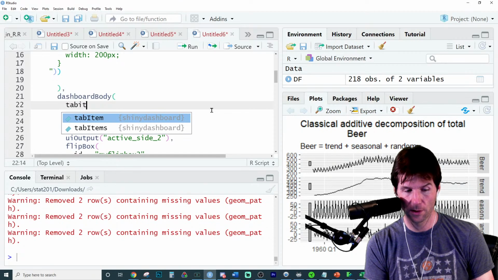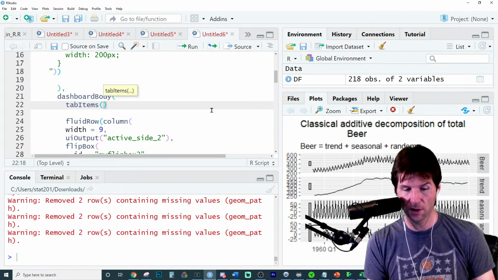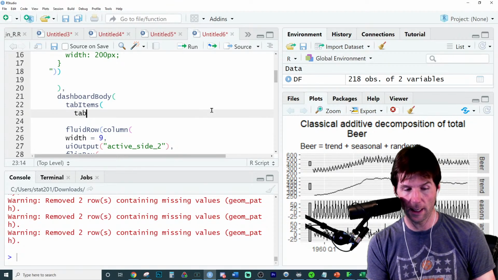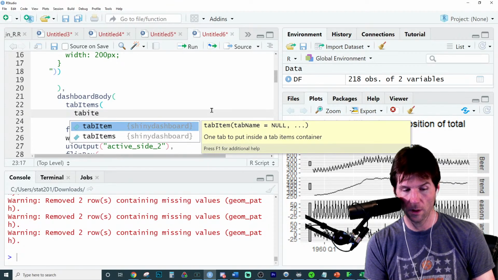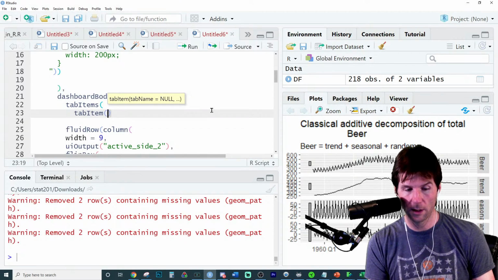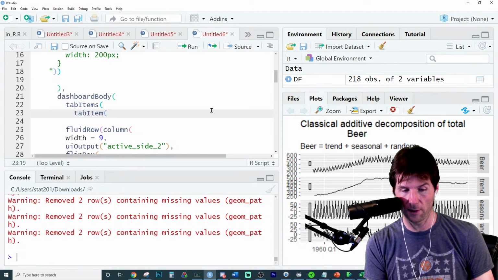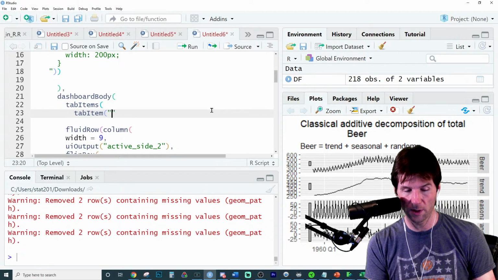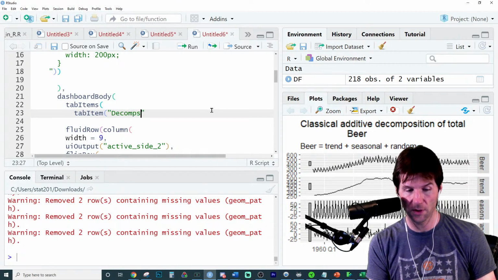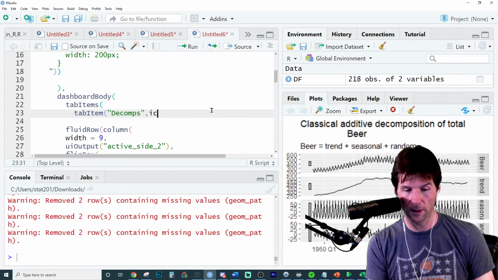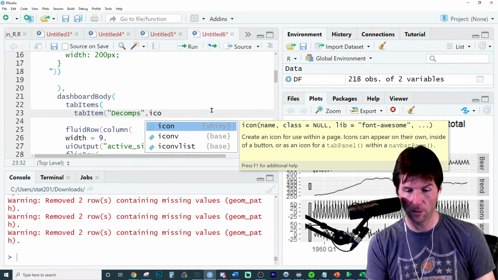Tab items. There's tab items. And so we'll worry about closing that off later. Tab item. Tab item is what we need to call. And we'll worry about closing it off later. We're going to call this maybe decomps. And we can do icon, right? Icon. We'll worry about icon later.